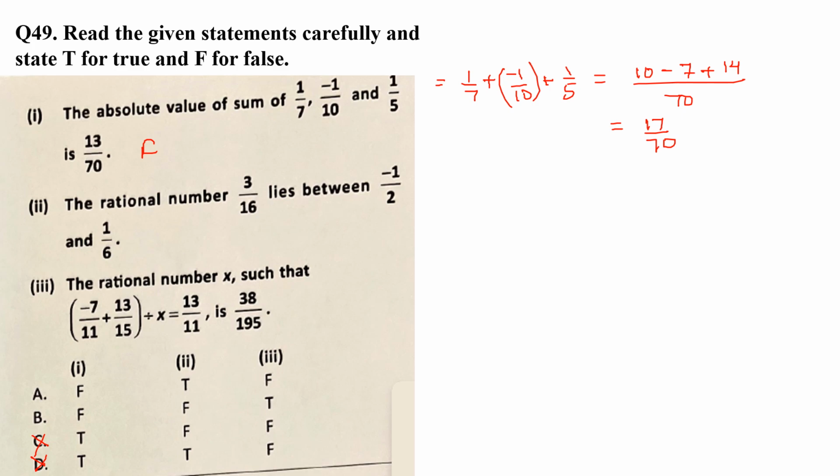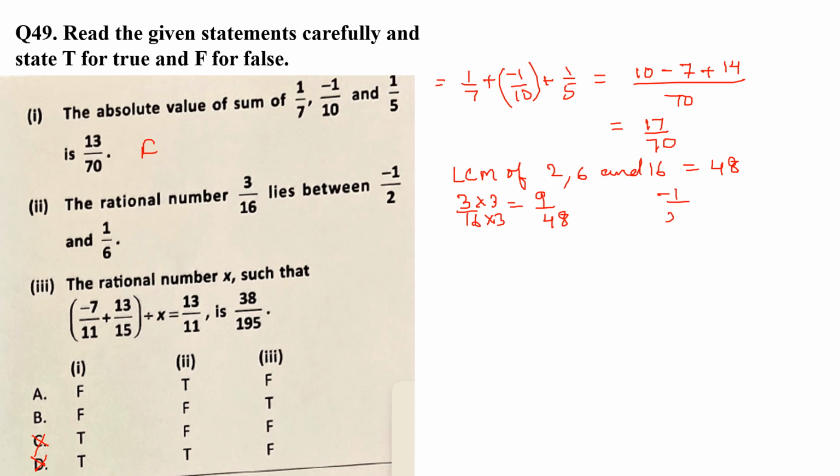Now the second one: the rational number 3 by 16 lies between minus 1 by 2 and 1 by 6. In such questions it is easy to find out if the denominator is the same. So let's find the LCM of the denominators and convert all the denominators to the LCM. The LCM of 2, 6 and 16 is 48. So for 3 by 16, I have to multiply 16 by 3 to make it 48. So it is 9 by 48.